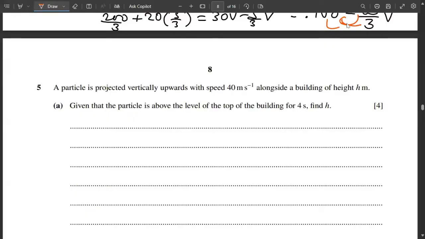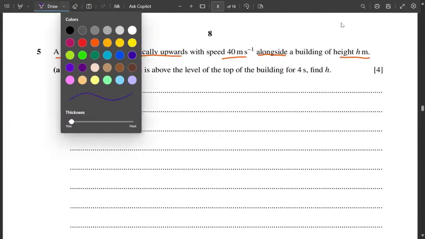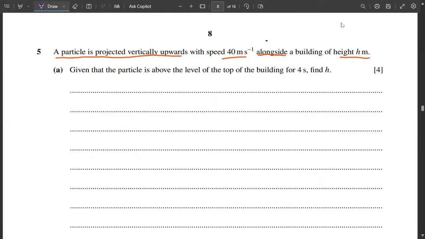A particle is projected vertically upwards with a speed of 40 meter per second alongside a building of height h meter. Now, in the first statement itself, I want you guys to understand that many children will not read the question. They will hurriedly see all the values and start solving. A very important detail here is the particle is projected vertically alongside a building, not on the building.